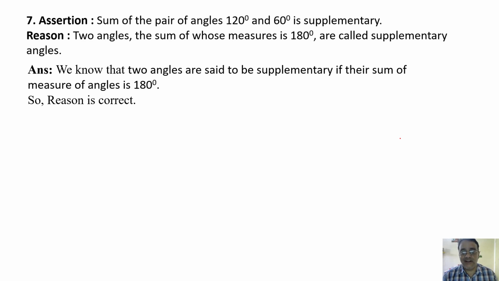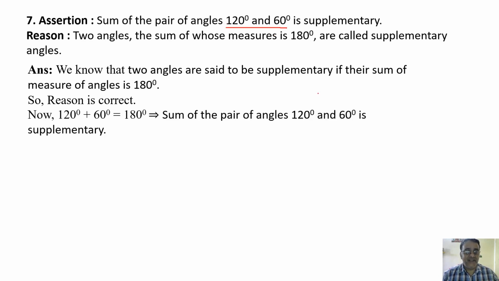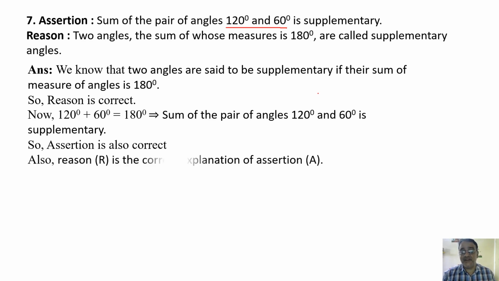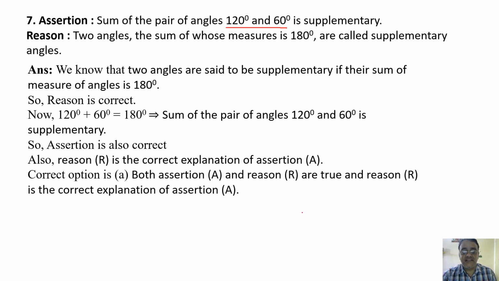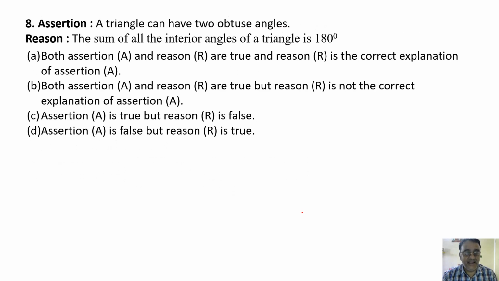So उसके लिए दोनों को ऐड करके चेक करना 180 आ रहा है कि नहीं. So दोनों को ऐड करो 180 आ रहा है. Yes, sir. Right. 120 plus 60 is 180. That is the sum of pair of angles 120 degree and 60 degree supplementary. So assertion is also correct. And reason is the correct explanation of assertion. So which option is the correct one? Option A. Right. Option A. Both assertion and reason are true, and reason is the correct explanation of assertion. Now we are moving towards question number 8.